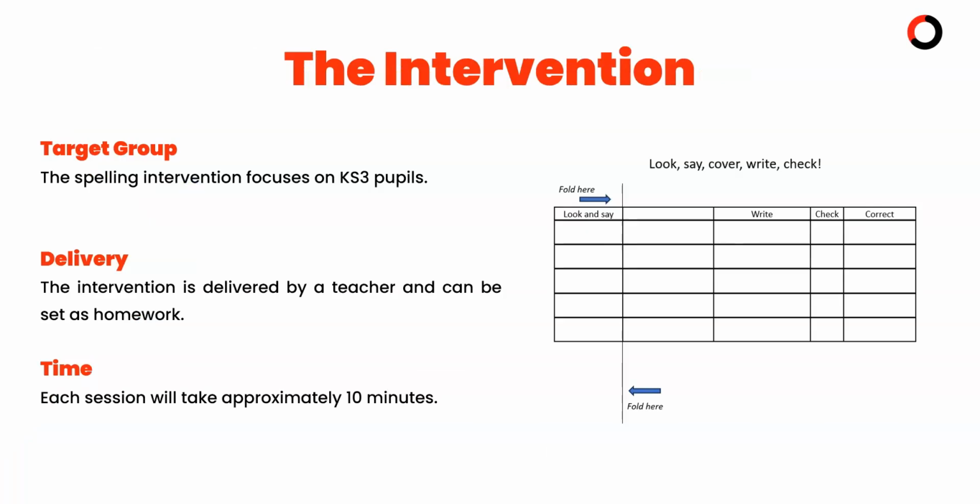So the intervention. This has already been covered, but this is the look, say, cover, write, check. And the target group is Key Stage 3 pupils. This is delivered in class time and can be set as homework. And each session, when you're practicing this, should take between 5 and 10 minutes maximum. And one of the things that you can do is use the template, and then once the students have done this, potentially sit this in your books, which will help you to flag the literacy work that you're doing.